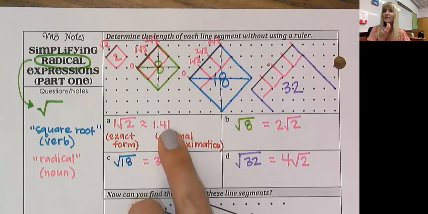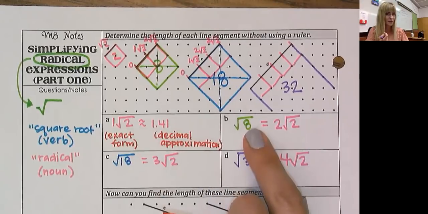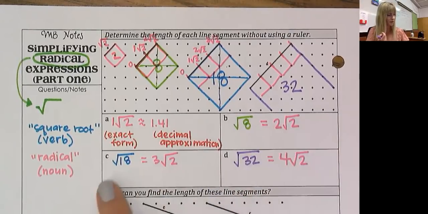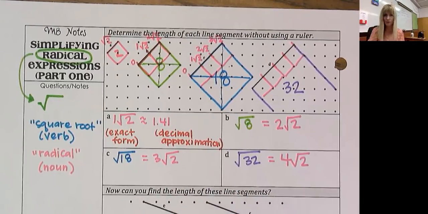All we could do is make a decimal approximation. That's the best you can do with exact form. When it was square root of 8, that turned into 2 square root of 2. Square root of 18 turned into 3 square root of 2. And square root of 32 turned into 4 square root of 2. Why? Think on that for a second.